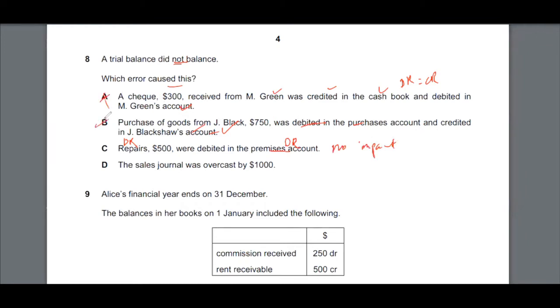So options A, B, and C are not the correct answer. The answer to multiple choice 8 is actually option B then. Sales journal was overcast by $1,000, so the company has overstated the balance. This will of course create differences in the trial balance.